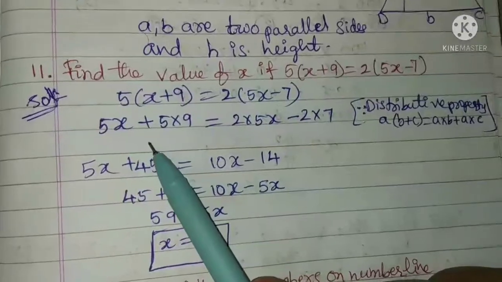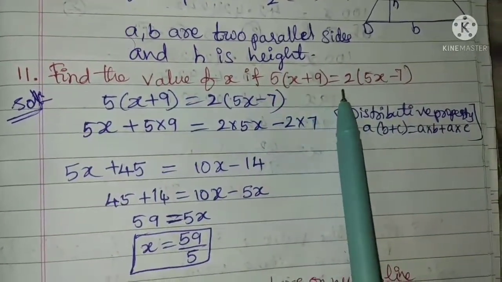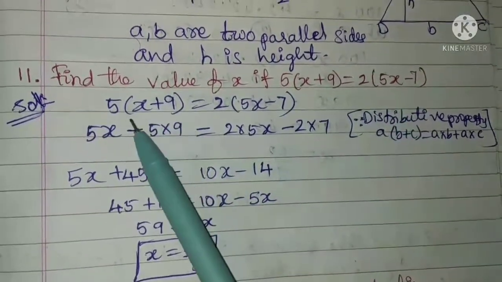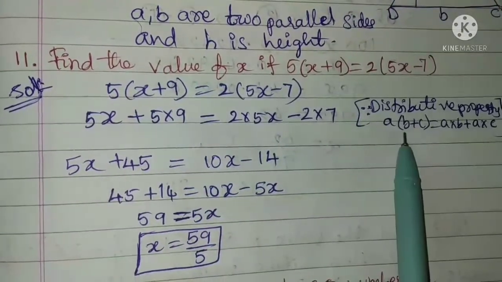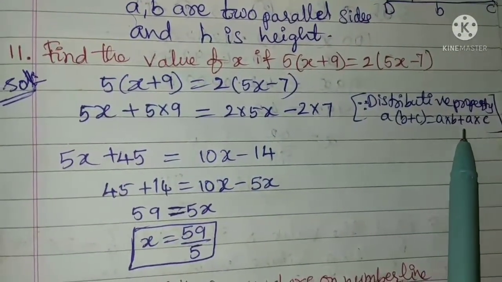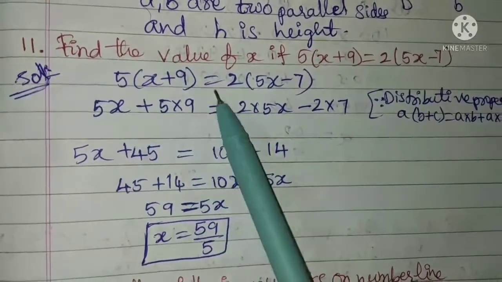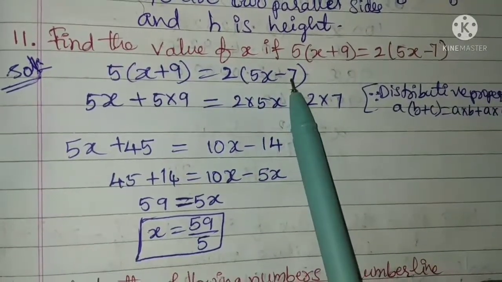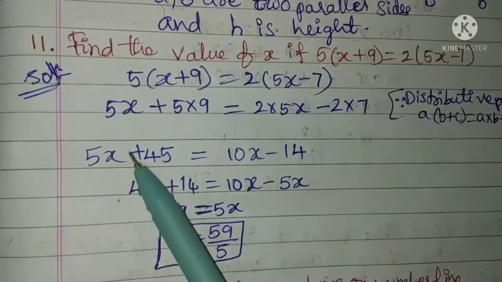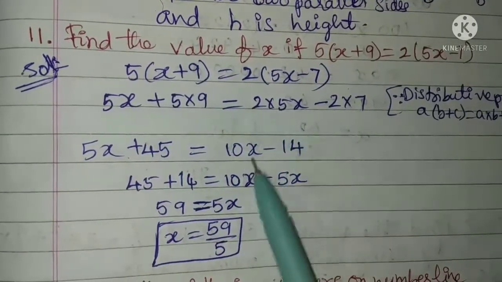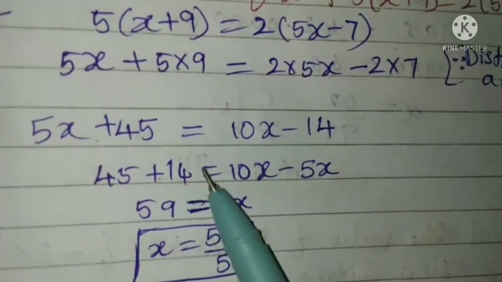Next, 11th question. Find the value of x if 5 of x plus 9 is equal to 2 of 5x minus 7. Here 5 into x plus 9, by using the distributive property, a into b plus c is equal to a into b plus a into c. So here 5 into x plus 5 into 9 is equal to 2 into 5x minus 2 into 7. So 5x plus 45 is equal to 10x minus 14. 45 plus 14 is equal to 10x minus 5x.